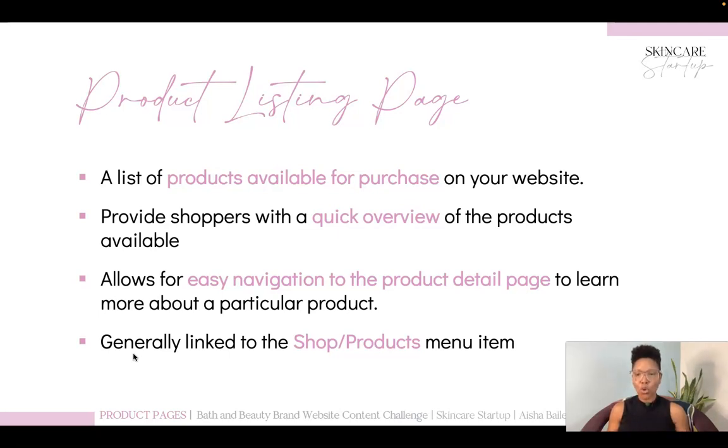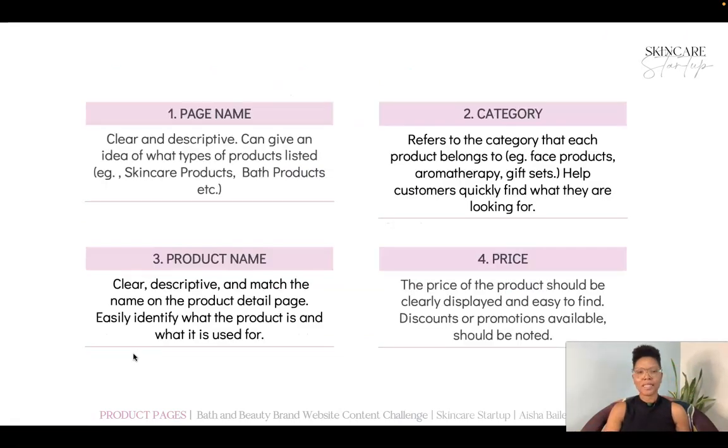And they should allow for easy navigation to a page that can describe in detail all the information on a specific product, or to send someone through to the product detail page. Typically speaking, product listing pages are linked directly to the shop or products item on the menu or on the header. So typically speaking, that is where you would find your product listing page. When your visitor clicks shop at the very top, it will take them to a product listing page that has all the products that are available listed.